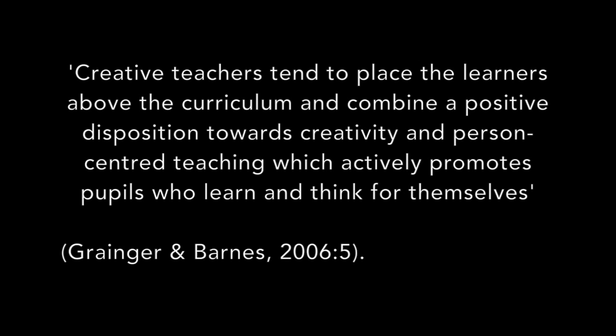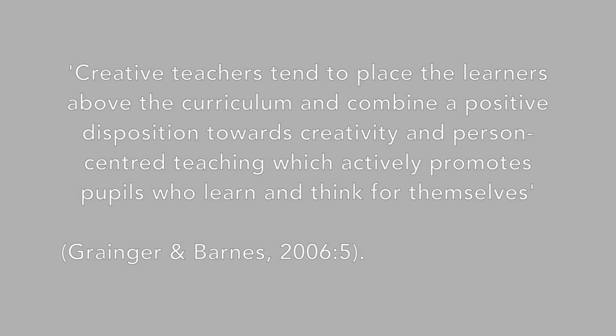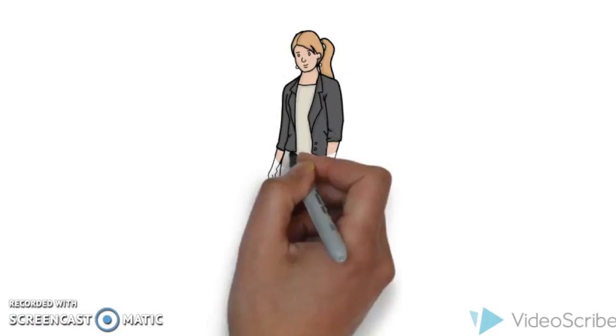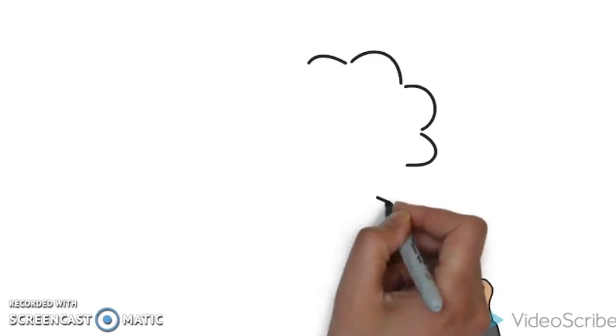Granger and Barnes argue that creative teachers tend to place the learners above the curriculum and combine a positive disposition towards creativity and person-centered teaching, which actively promotes pupils who learn and think for themselves. During this activity, the children were engaged and focused on the learning, and it was clear that creativity was taking place. In my future practice, I want to develop my ability to teach creativity and to be a creative teacher, to ensure that learning is made practical and engaging for all children.